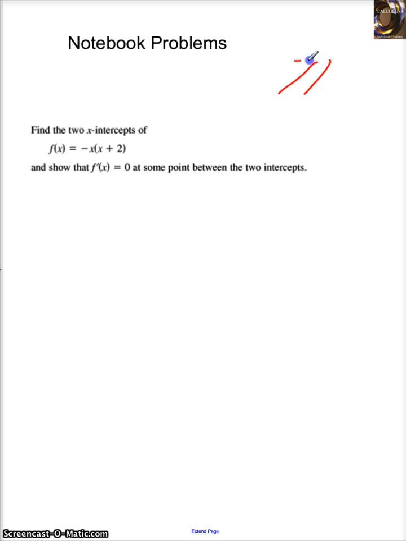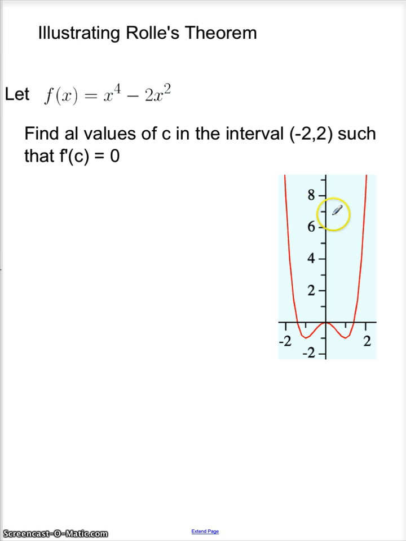Your turn. Stop the tape. Turn the tape back on when you're done. We've got one more example. Now, for this one, we want to find all values of c on the interval negative 2 to 2 such that the derivative at c is 0. All right, well, this is straightforward. Let's just take the derivative.